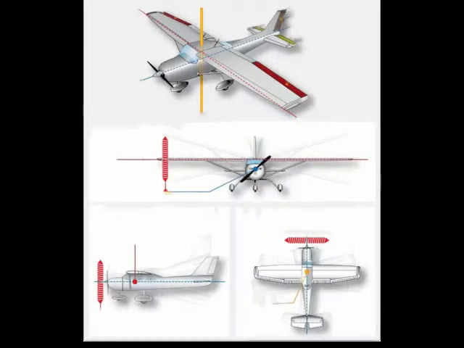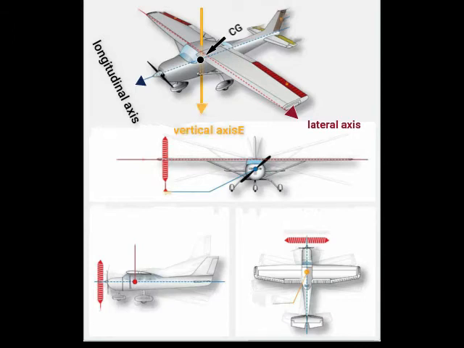An axis in aviation is known as an imaginary line about which an aircraft rotates. All those lines intersect at the aircraft center of gravity. An aircraft rotates around three axes, as we can see in that picture: the longitudinal axis, the lateral axis, and the vertical axis or normal axis.